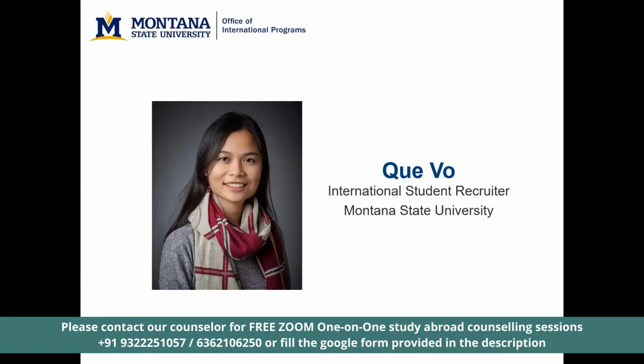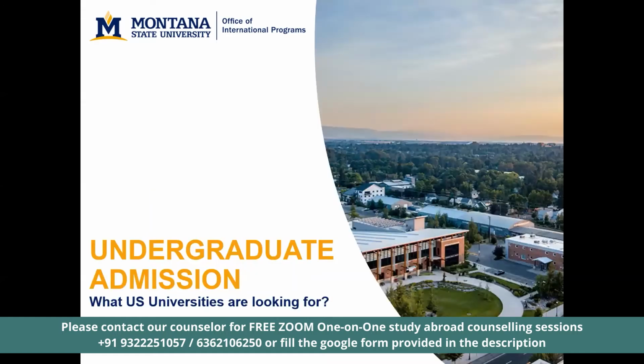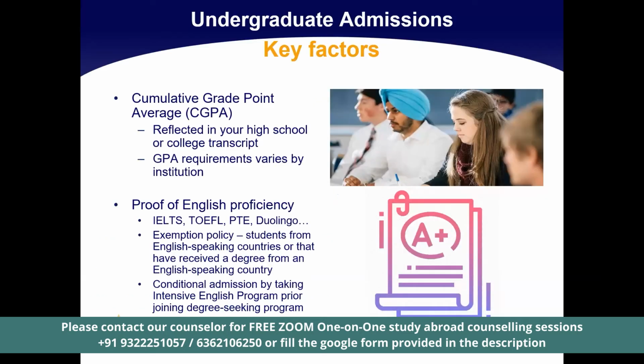So Richard already gave an introduction about myself, so I will skip this part. Let's first talk about undergraduate admission. In this presentation, we'll talk about undergraduate admission first, and then graduate admission. For undergraduate admission, what do US universities look for? You might be very familiar with these terms if you have already started some research about applying to a US institution.